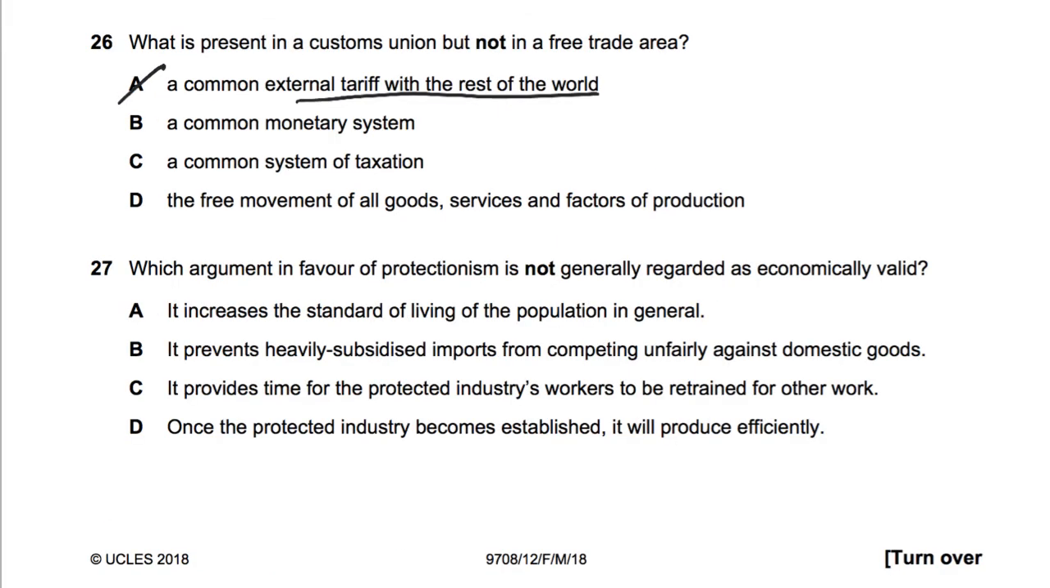Number 27 says, which argument in favor of protectionism is generally regarded as economically valid? Not generally regarded. So not means that it's not a valid argument, and clearly A is the right answer. When you are protecting, the standard of living can go down because the high quality imports will now be expensive. So clearly it does not increase the standard of living.